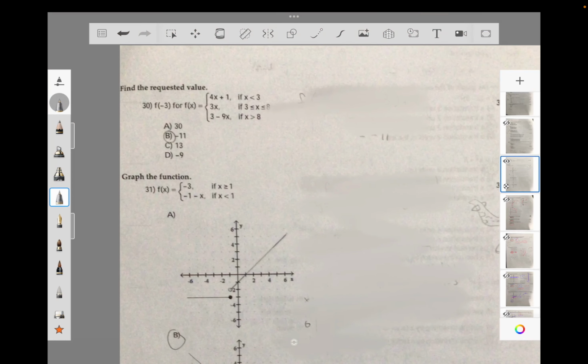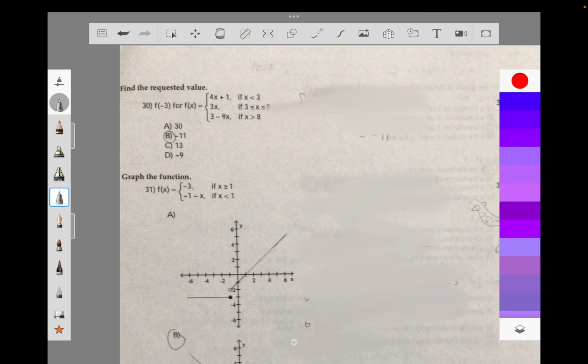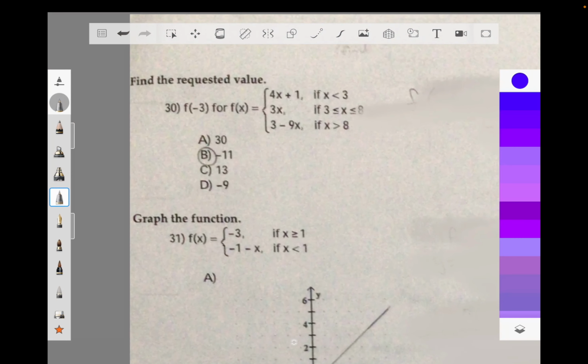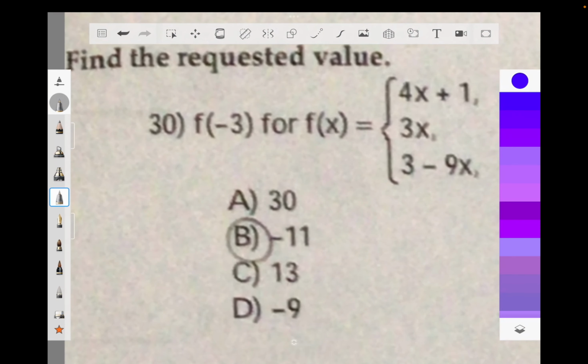Find the requested value. This one may look hard, but it's just asking you, where does this number fit, and then plug it in, right? So again, it's f of x. It's essentially replacing the x here with -3, right? So I guess you could say it's x equals -3.